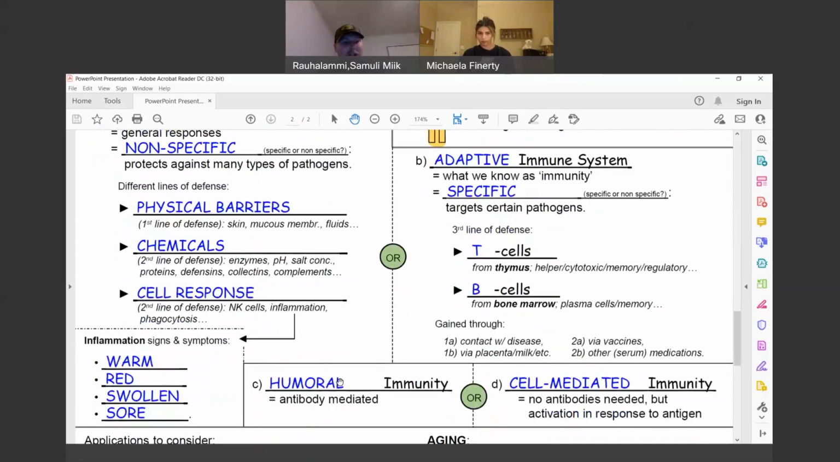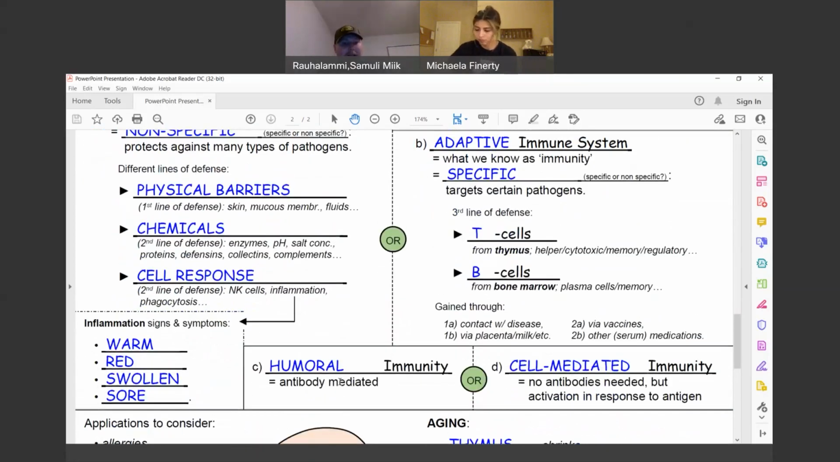I do want to mention here that another way the immune system can sometimes be divided is into humoral immunity, which means it's antibodies that act on the antigen. Or it can be cell-mediated immunity, where we don't need the antibodies, but it's activated in response to the antigen.